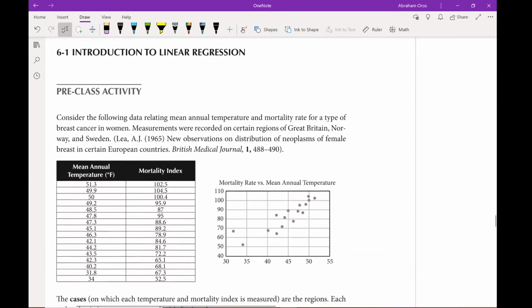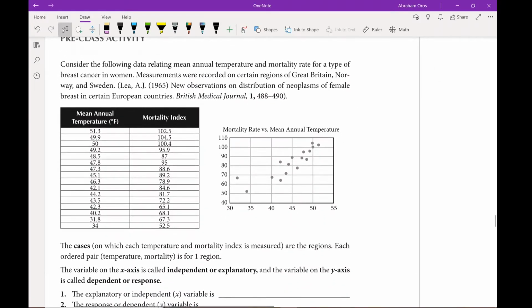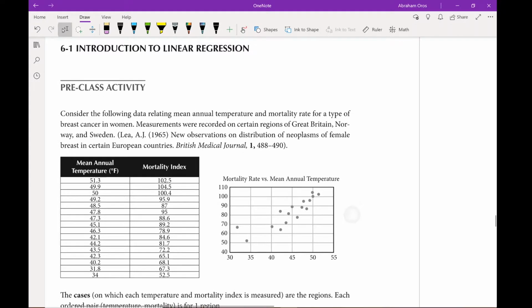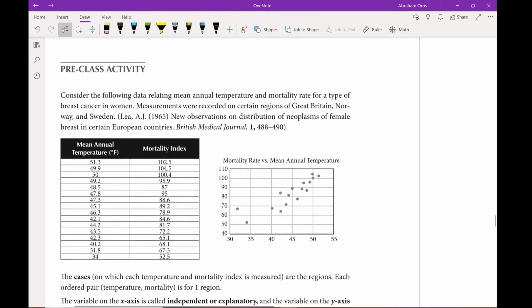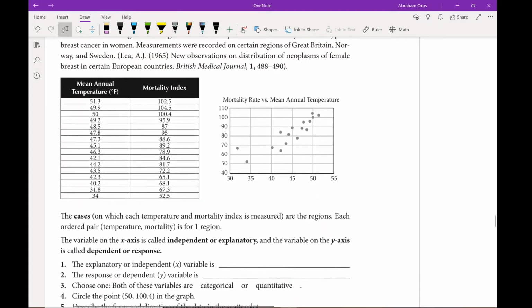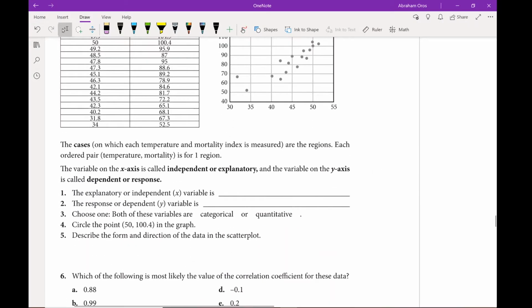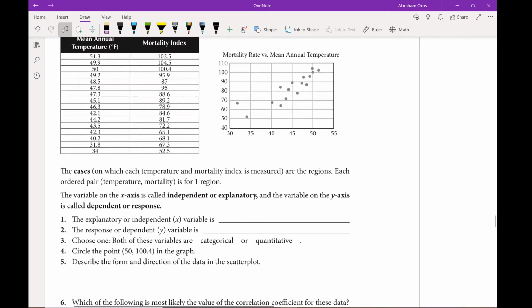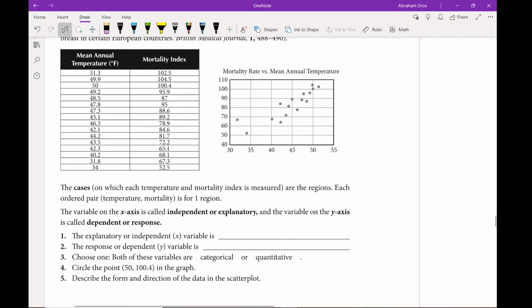Great. So let's get into some Preclass problems. First off, before we get into Excel, I'm going to show you some Excel stuff, and it's really easy this time. Really easy and also really fast. But before we do, let's talk a little bit about the problem numbers here that we have. So, number 1, the explanatory or independent variable, and number 2, the response or dependent variable.